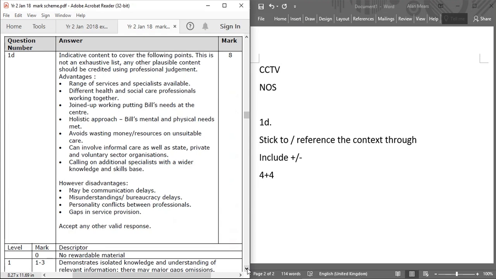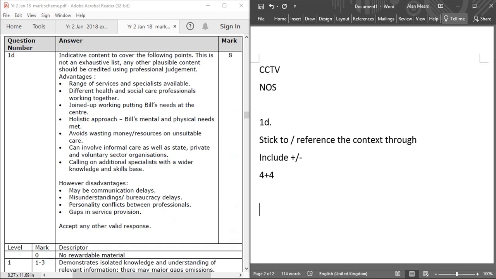Downsides of it: poor communication, different services using different systems, conflict between professionals, gaps in the service provision appearing. Even disputes over who's going to pay for care or who's paying for bits of care. So this could all be downsides of a multidisciplinary team.